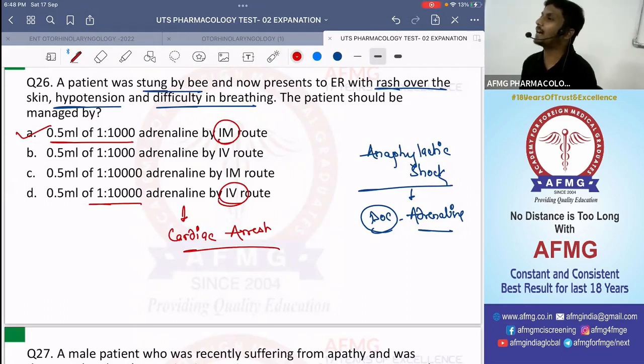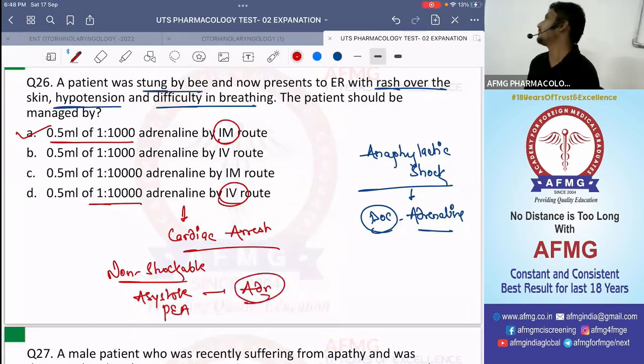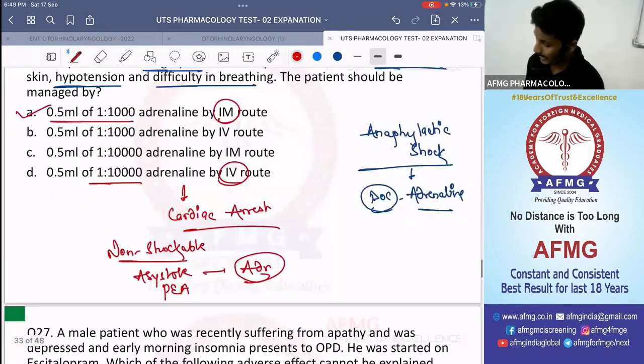But if it is a shockable rhythm, the first treatment will definitely be DC cardioversion, and then after 3 steps we will go for IV adrenaline. But if it is a non-shockable rhythm, something like asystole or pulseless electrical activity, the first treatment option after CPR would be adrenaline. In this, you don't do DC cardioversion until and unless the rhythm is shockable. Okay? No issues till here, anybody? So at least remember this.